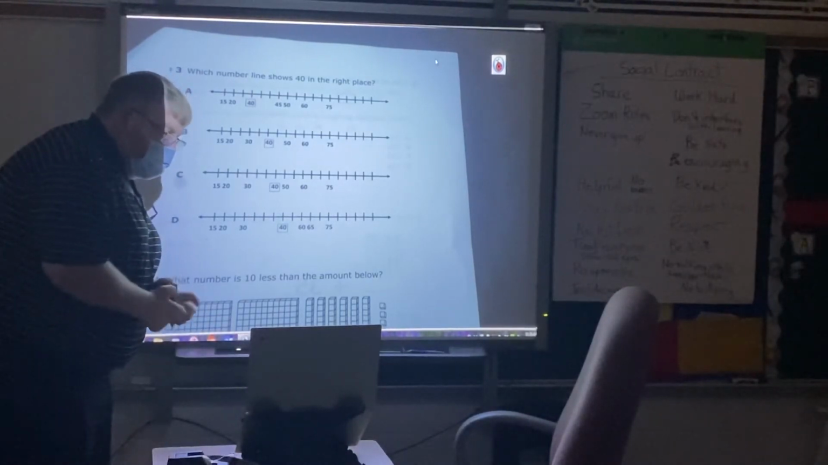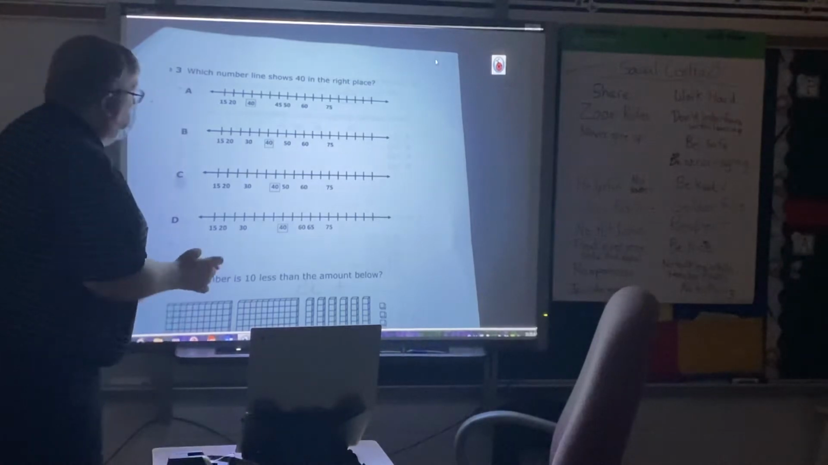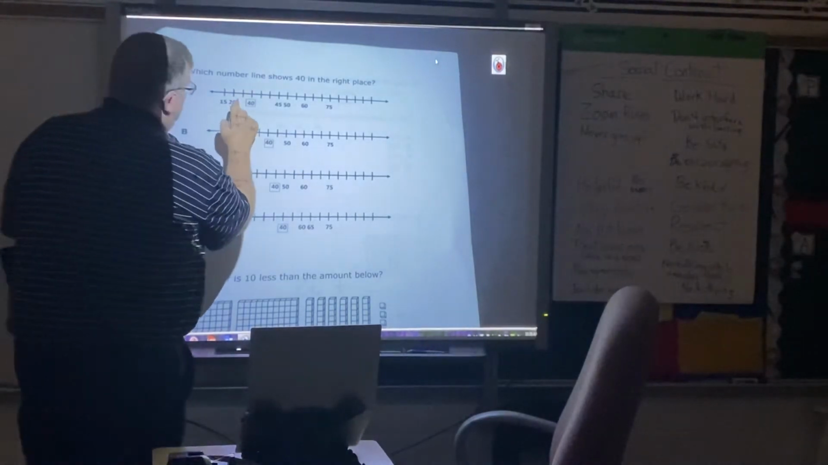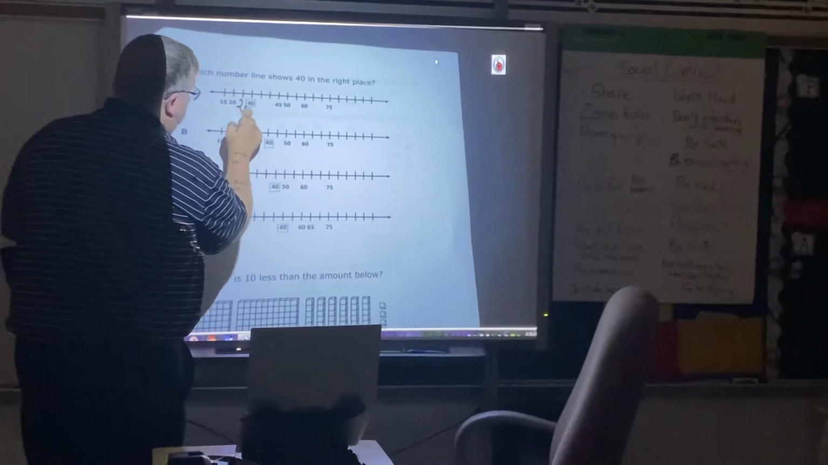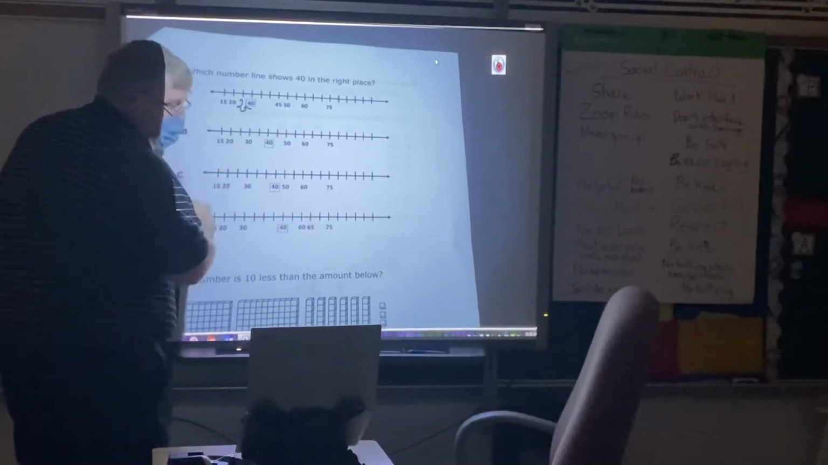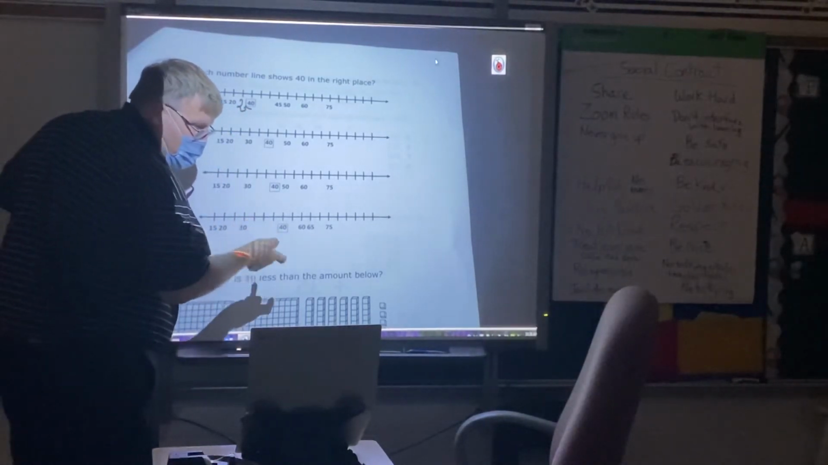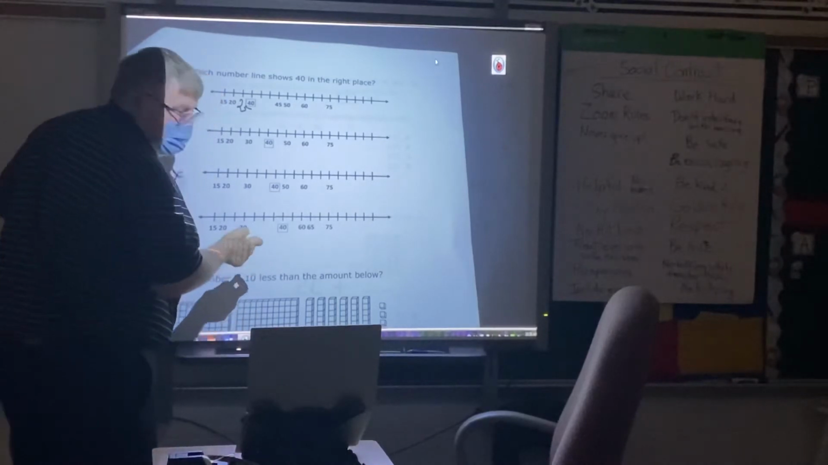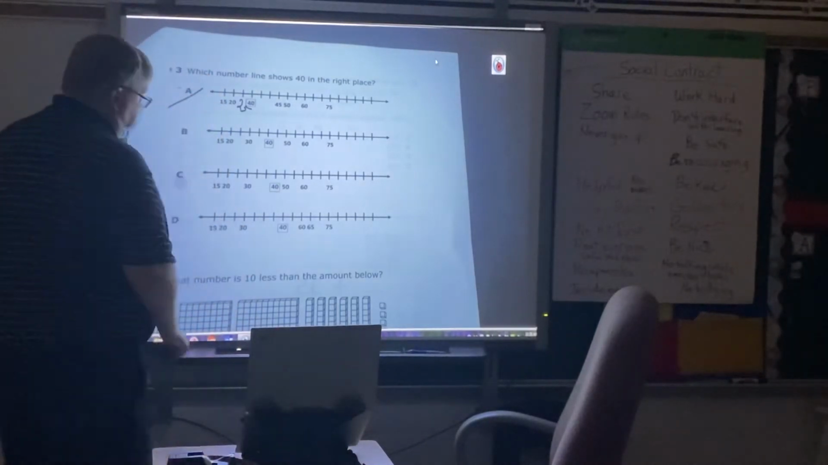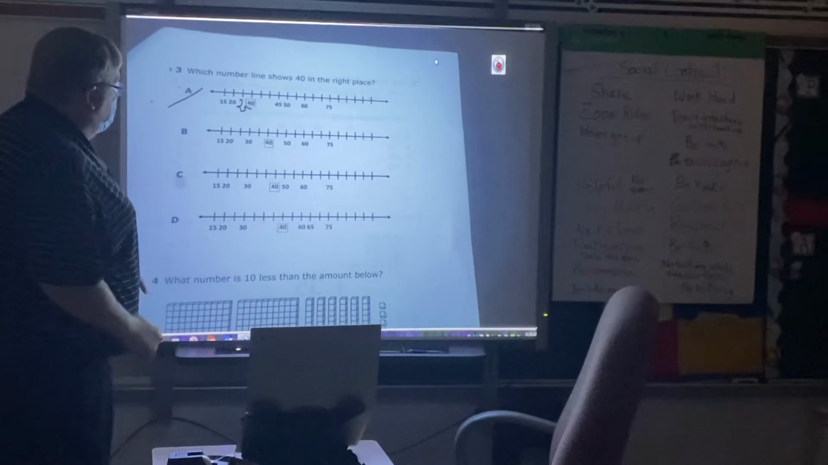So one of the first things we do on number lines is we number it. So this is 25. And then, so does it work that way? 15, 20, 25, 40? Nope, sorry. So that's out. The next one, B.